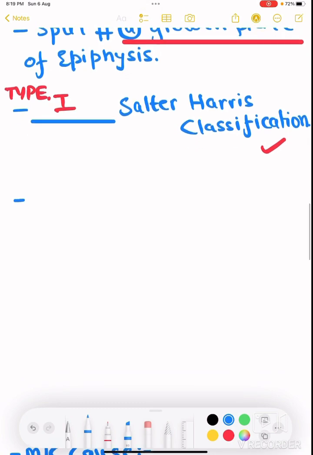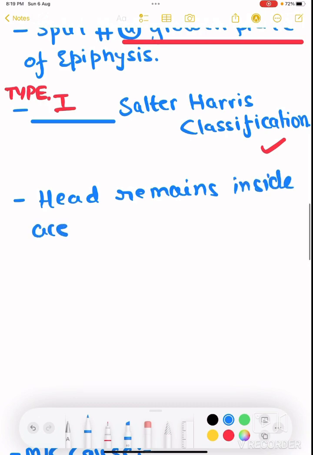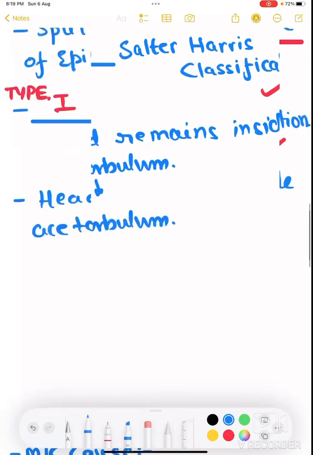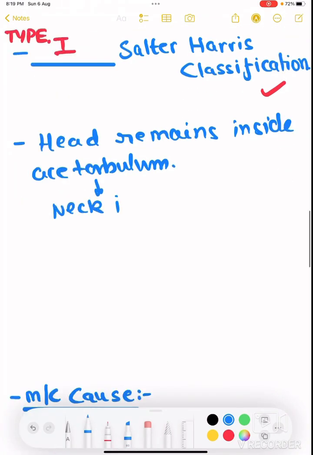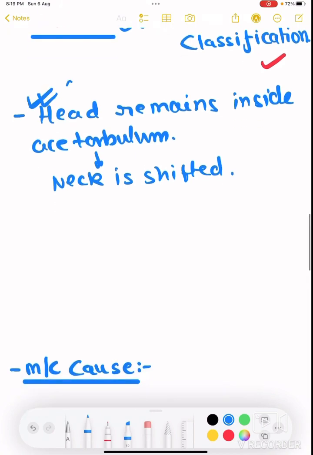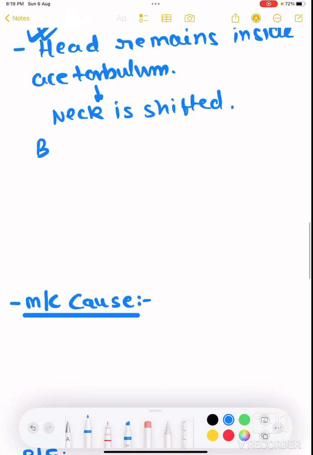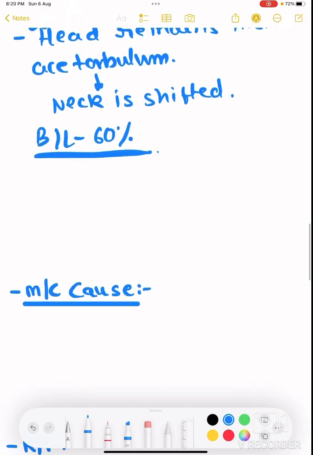SCFE: the head remains inside the acetabulum, right? The head is not going anywhere, but the neck is actually going somewhere. The neck is shifted, right? Okay, so it is a very important thing that is asked. Head remains inside the acetabulum. Neck of the femur slips. It can be bilateral in 60% of the cases, right? And it is associated with endocrinopathy.